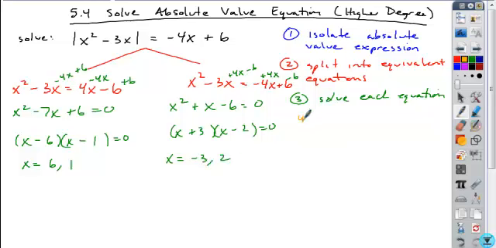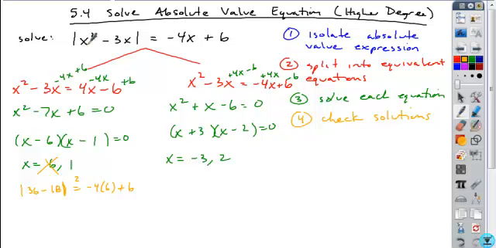And just like with all the other equations or the methods that we've been looking at in this section, you have to check your solutions. So if we plug these back in, let's check 6. So the absolute value of 6 squared minus 3 times 6, which is 18. Is that equal to negative 4 times 6 plus 6? So can the absolute value of something equal a negative? No. So 6 is extraneous.